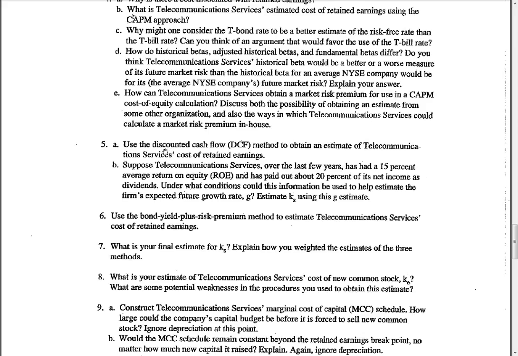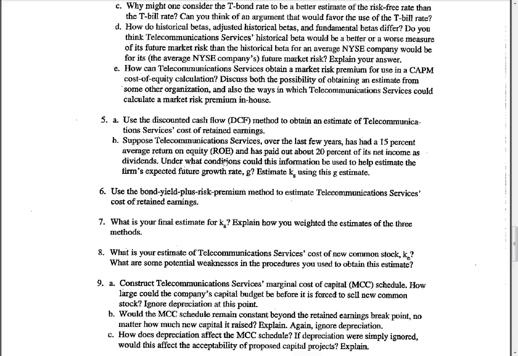And question 5 is, what's the cost of retained earnings using the DCF approach? That's the Gordon constant growth model approach, basically. Show the formula, show the calculation, explain how you do it. This question down here deals with the retention growth model. You need to probably find that in your book to figure out how to do that if you haven't done it before. So make sure you look at that.